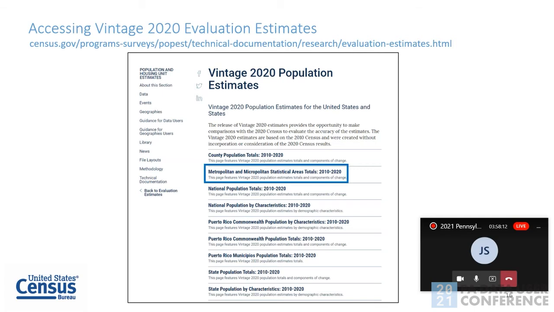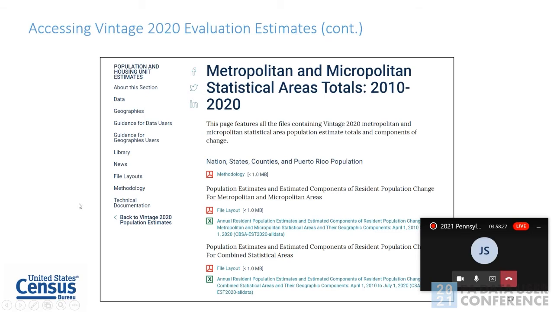This is our 2020 page, and I want to look now at the metropolitan. I'm going to select the link for metropolitan and micropolitan statistical area totals, 2010 to 2020. If I click there, it leads to this web page. Notice that there are two data sets available on this page, one for metropolitan and micropolitan statistical areas, and the other for combined statistical areas. I'm going to choose the link to the metro and micro areas data set.